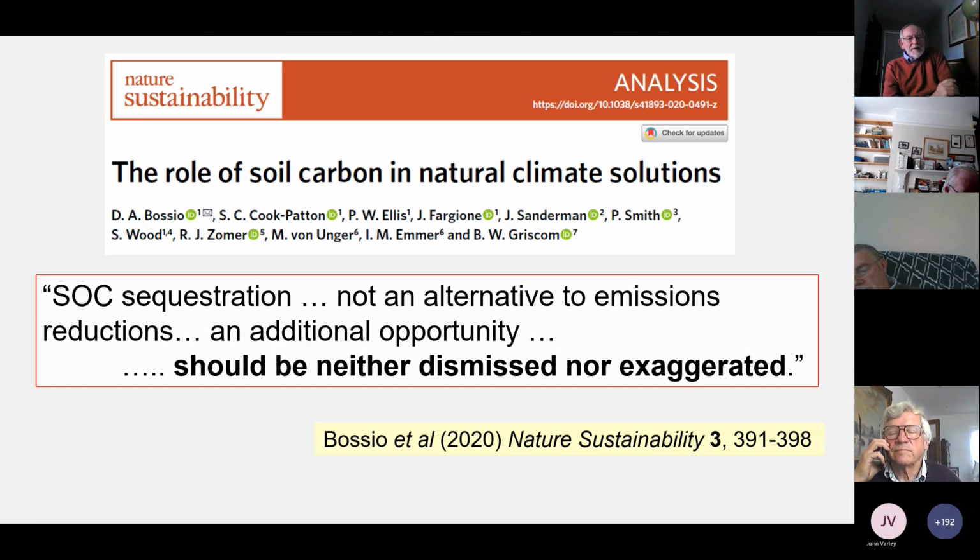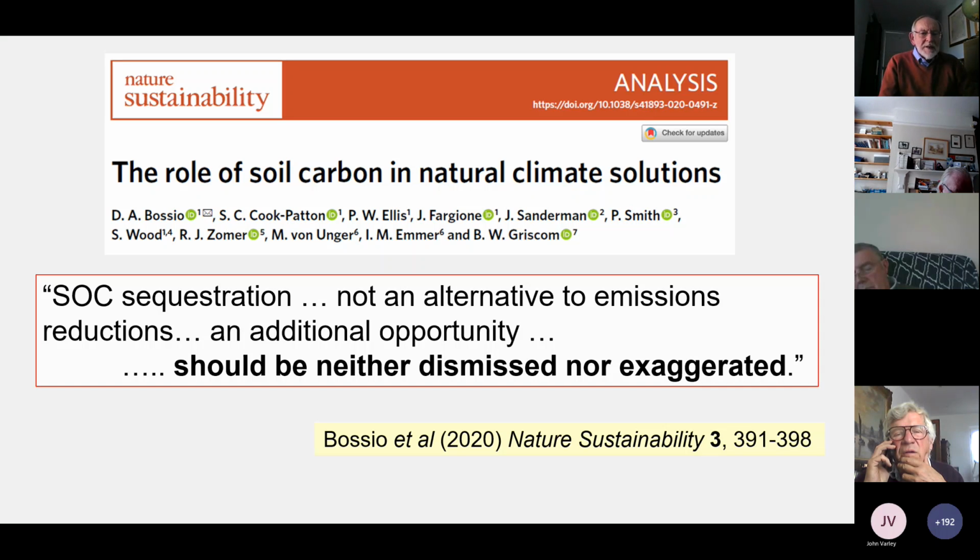Right, some closing points now. You'll have heard this phrase, natural climate solutions, probably. There's a very comprehensive paper by some very distinguished soil scientists. I've got some criticism of this paper, but they've got a very good point at the end of it. They say soil organic carbon sequestration is not an alternative to emissions reductions, but an additional opportunity, should be neither dismissed nor exaggerated. So don't say there's nothing in it at all, but don't claim too much. We're not going to save the planet from climate change by locking up carbon in soil. We just can't do enough of it. That can help a little bit, goes in the right direction.